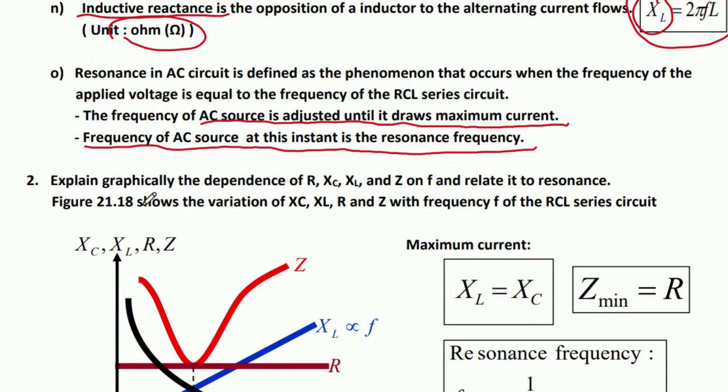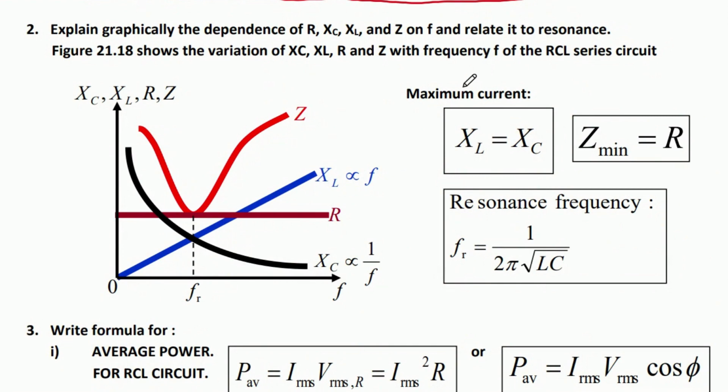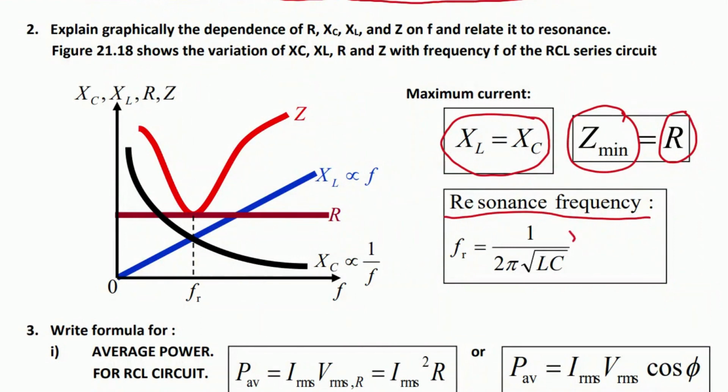Now look at the concept here. Maximum current occurs when XL equals XC. When XL equals XC, they cancel out, so the only impedance we have is Z that comes from the resistor only. Z minimum equals R. When Z is minimum, the current will be maximum. When the current is maximum, resonant frequency occurs.